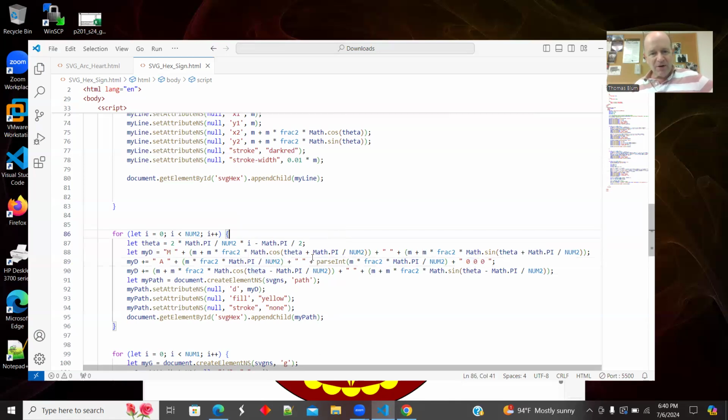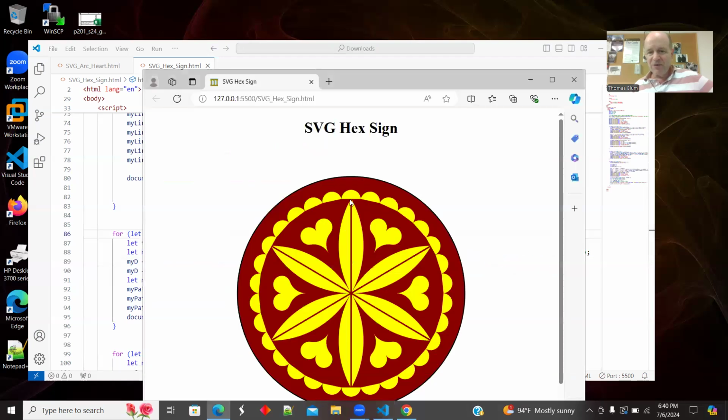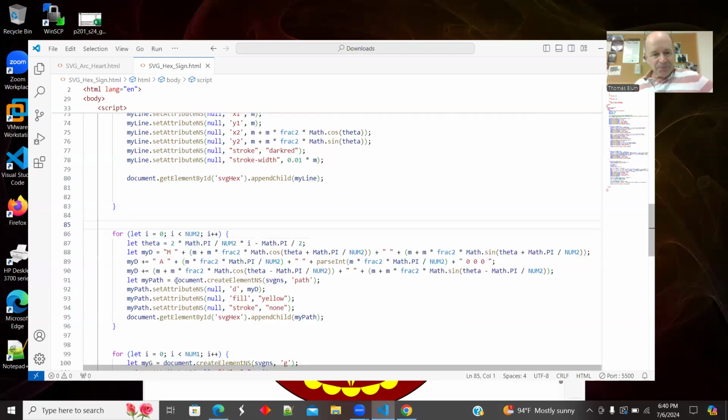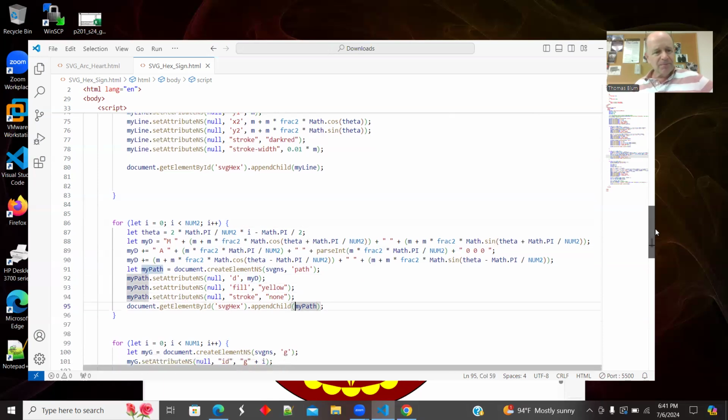And whereas up here I added that extra little fraction of pi, here I added it, here I subtracted it, and that got me to either side. So my theta is the middle, and then I add and subtract in my path. Add the D attribute of the path, fill it in with yellow, no stroke, and that is all these little semicircles. I chose 30 of them.